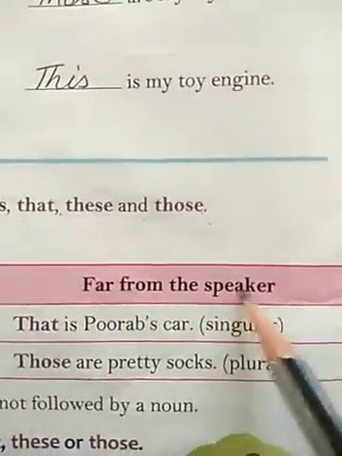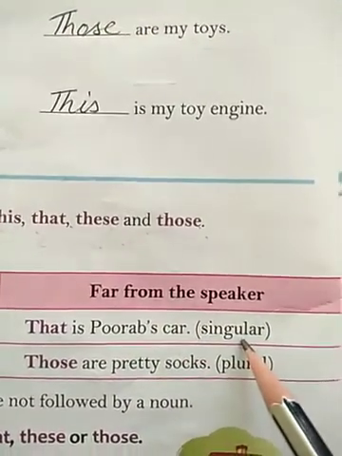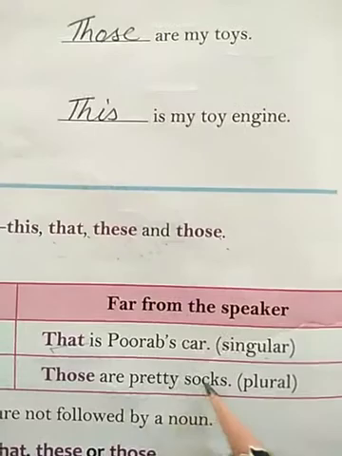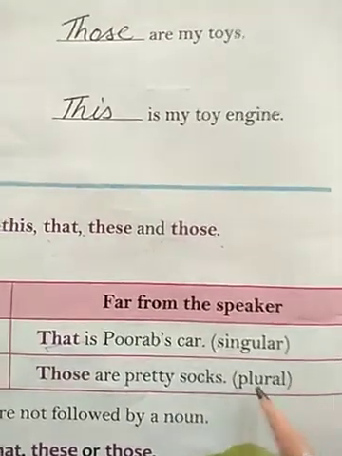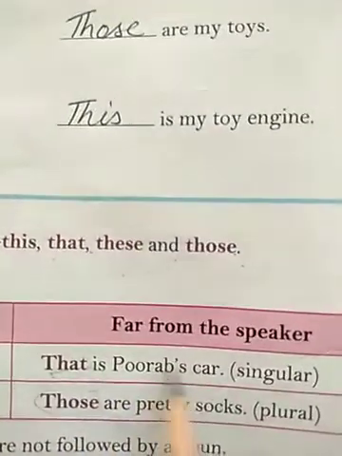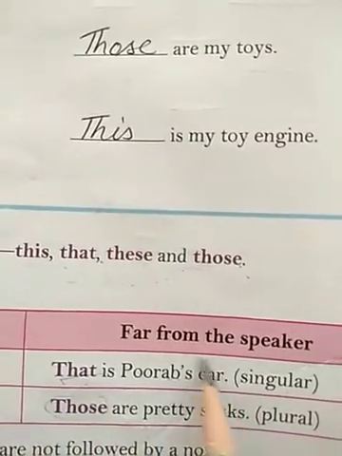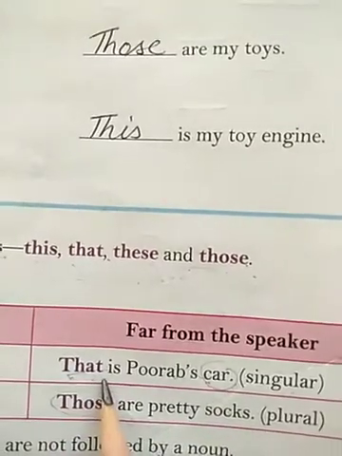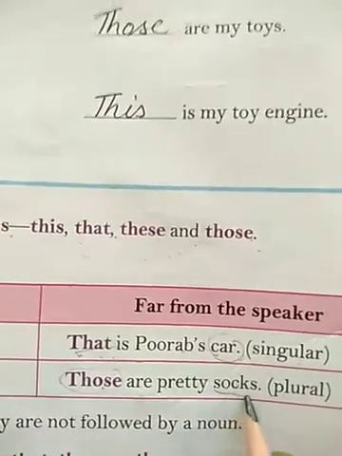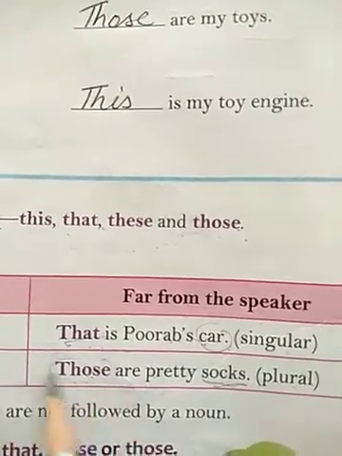Now far from the speaker. If the object is far from the speaker, at a distant place, and it is singular, then we use that demonstrative, and if the object is far away from the speaker and it is plural, then we use those for those objects. For example, that is Purab's car. Now Purab's car is at a far distance, and as car is singular, we use that to describe that car. Now in the second sentence, those are pretty socks. So socks are plural and these socks are at a far distance, so we use those.